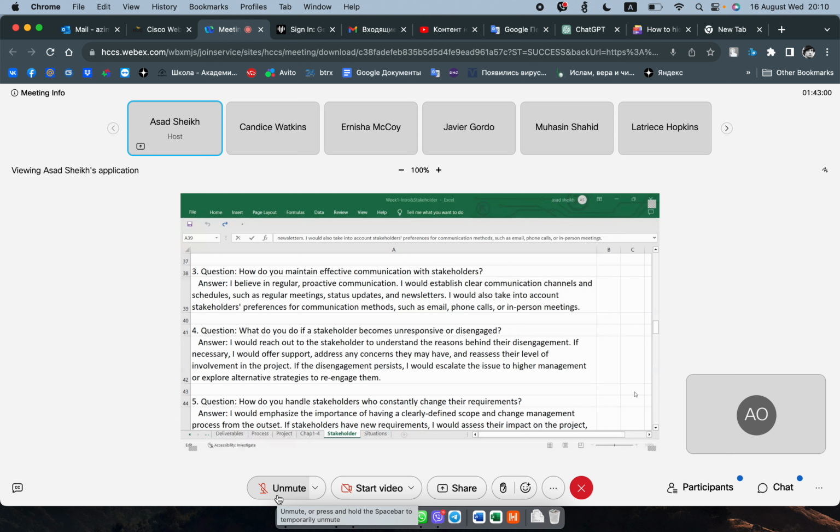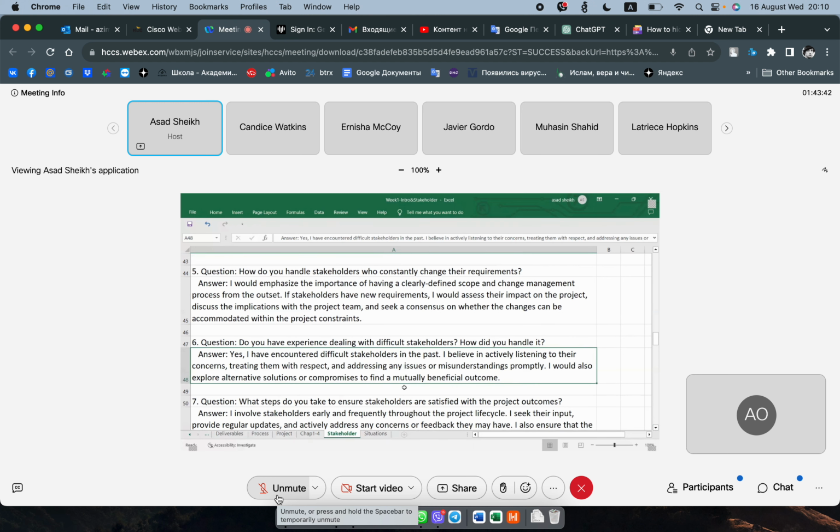I will reach out to the stakeholder to understand. Again, reach out to understand their behavior, right? What's going on. If necessary, I would offer support, address any concerns, and reassess their level of involvement in the project. If the disengagement persists, I would escalate the issue to higher management or explore alternative strategies to re-engage them. So first off, you've got to find out what's going on by interacting with them, and then if that doesn't work, you escalate. So that's the official answer here. So you've got to keep with this official answer.